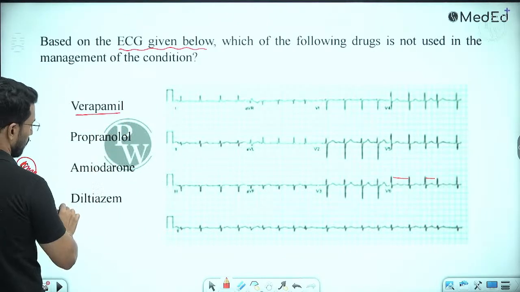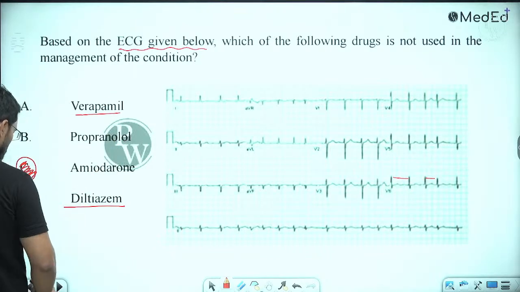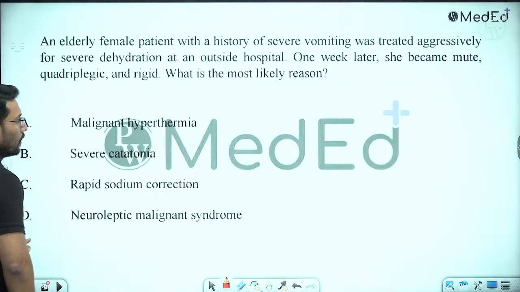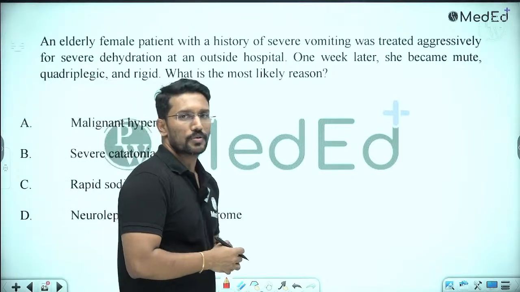Verapamil and diltiazem can be considered as second line agents. Okay, let's move to the next question. So here is the next question.